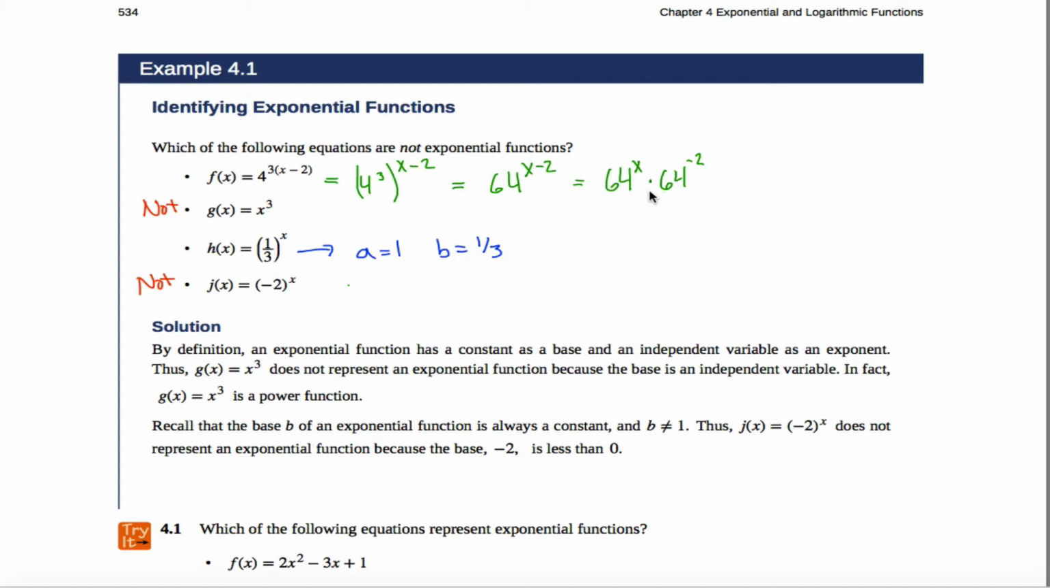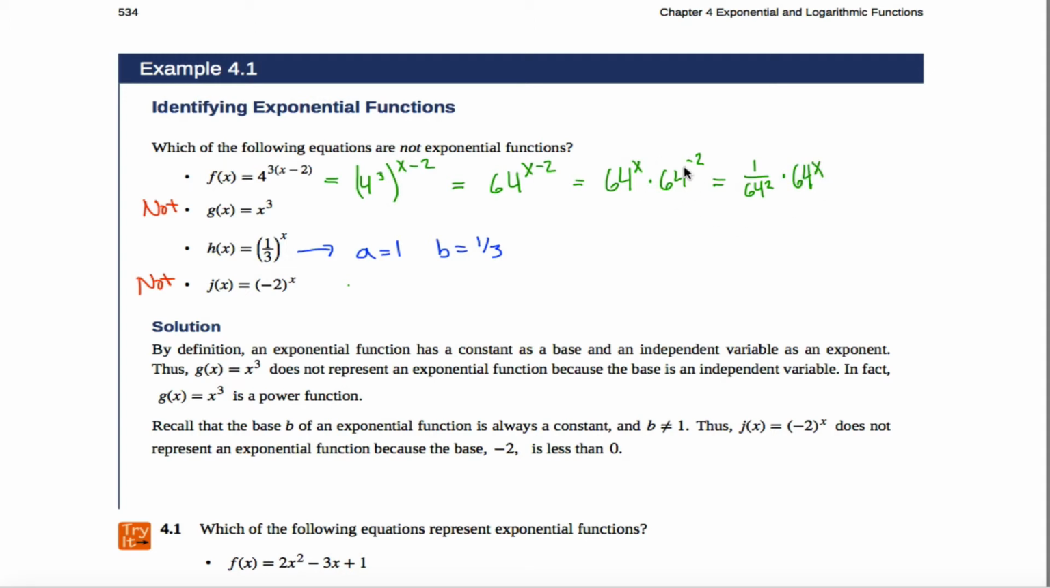And the logic here is that if I'm multiplying together two things and they have the same base, I can add the exponents. And x plus -2 is x minus 2. So that gets me here. And now if you can make the realization of what 64 to the -2 power is, well, that's the same as 1 over 64 squared.